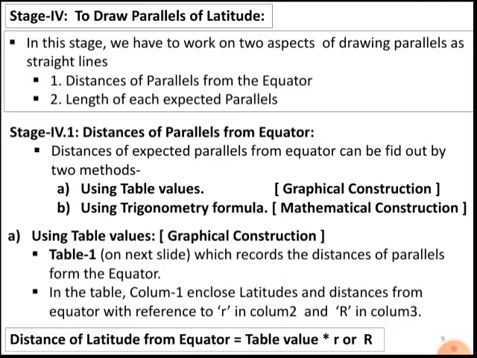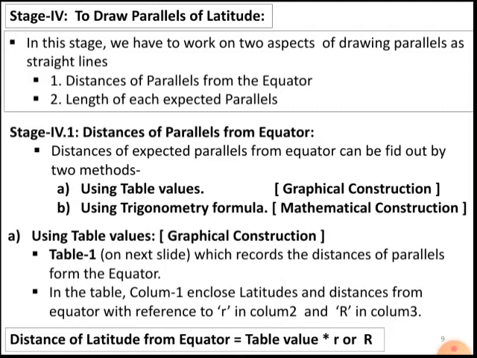And the second aspect is that once you know the distance of that particular parallel from the equator, you should know the entire length of the expected parallel which you have to draw on both sides of the prime meridian, the central vertical straight line, right? And that length should be equally distributed from the prime meridian. So let's talk about stage 4.1, that is the distance of the parallel from the equator.